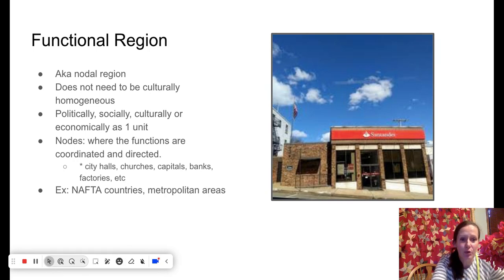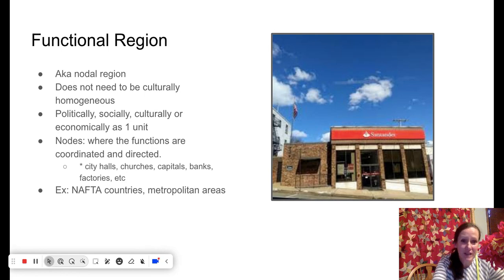Nodes are important locations in that region that help the function, right? So it could be a city hall, it could be a capital, whether it's Trenton or Washington, D.C., it could be a church or some other religious type of place. It could be a bank. Do you recognize this bank? It could be a factory where things are made, for example.